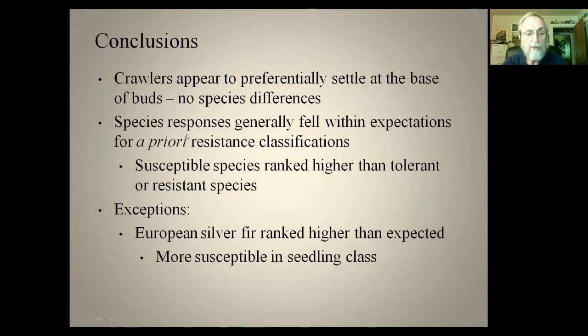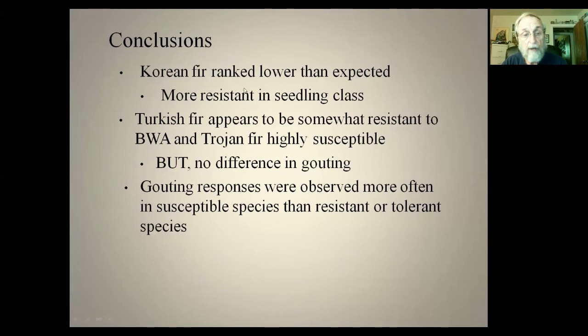The species responses generally fell within the expectations of resistant classifications. Susceptible species ranked higher than tolerant or resistant species, and the few exceptions that we had was that European silver fir ranked higher than expected. And maybe this is only because we were dealing with seedling classes, not mature trees. The Korean fir ranked lower than expected. They were more resistant in the seedling stage.